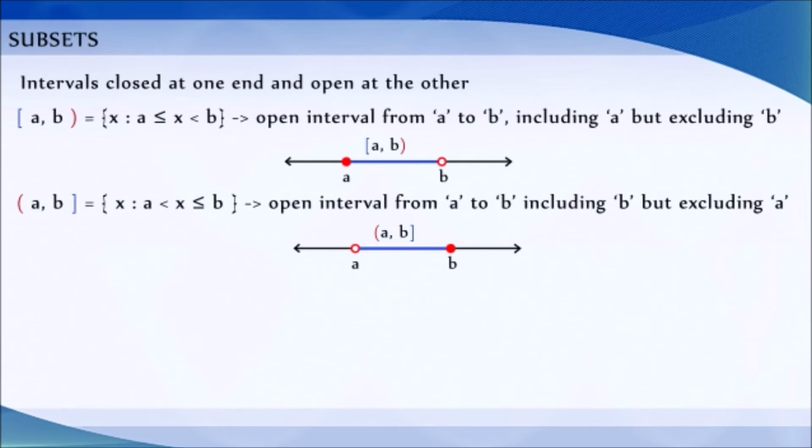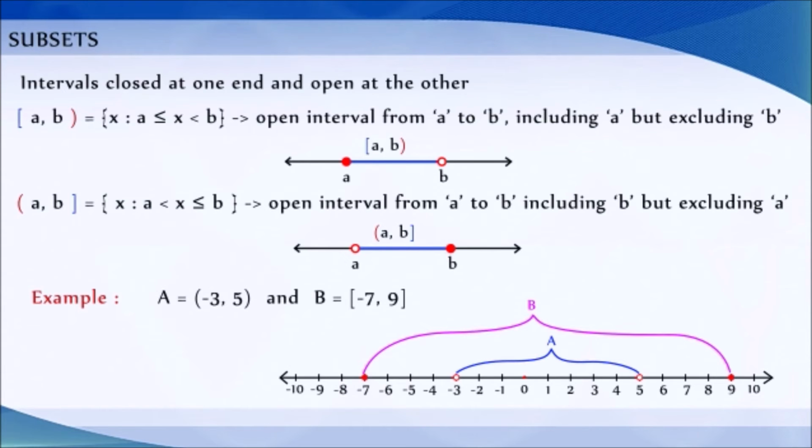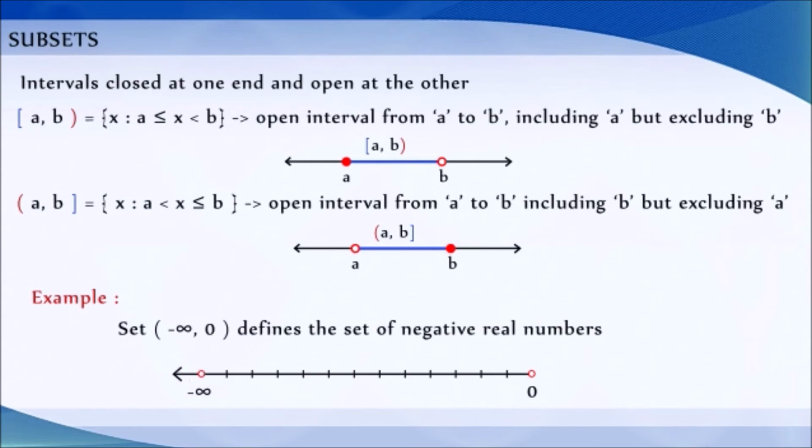These notations provide an alternative way of designating the subsets of the set of all real numbers. For example, if set A is equal to open interval minus 3 comma 5 and B is equal to closed interval minus 7 comma 9, then A is a subset of B. The set closed 0 comma open infinity defines the set of non-negative real numbers, while the set open minus infinity comma 0 defines the set of negative real numbers.